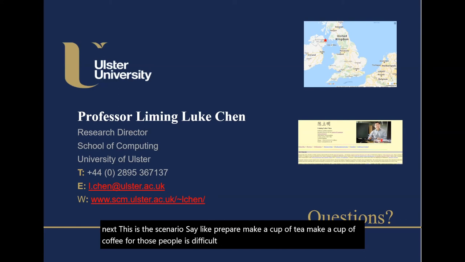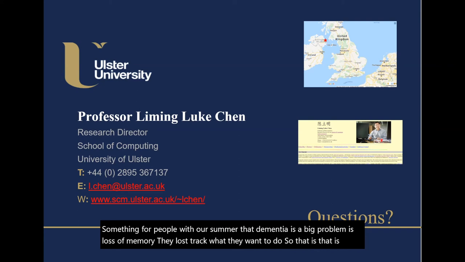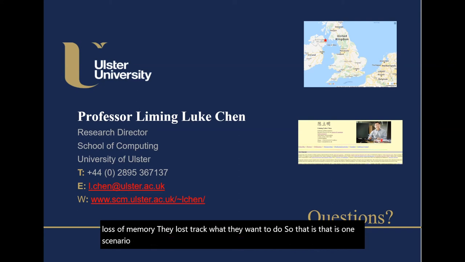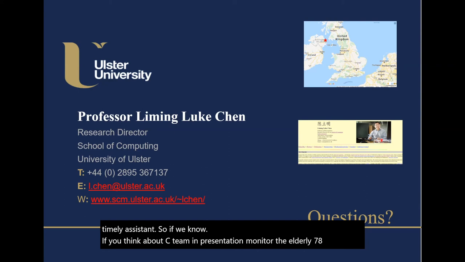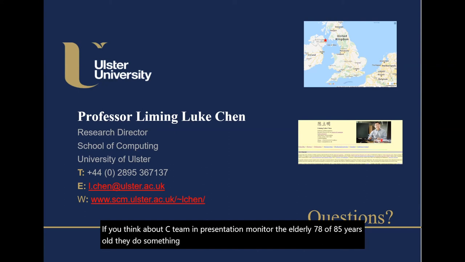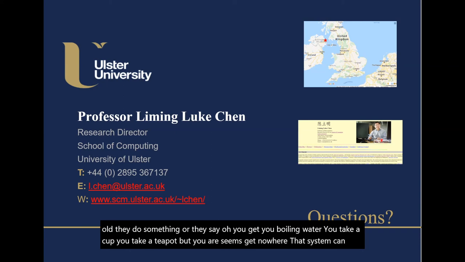Because for people with Alzheimer's and dementia, the bigger problem is the loss of memory. They lose track of what they want to do. So that is one scenario: we want to monitor and then provide context-aware, timely assistance. If you think about a C-team in a presentation, monitoring the elderly, 78 or 85 years old, they do something, or they say, oh, you boil water, you take a cup, you take a teapot, but you seem to get nowhere, that system can remind him. So that is a scenario.